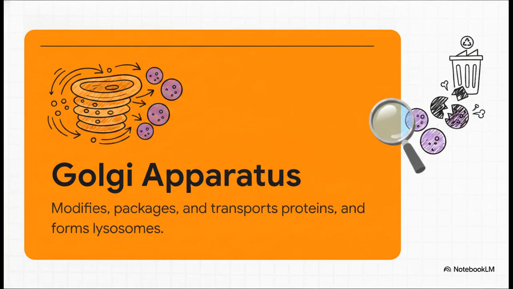Enter the Golgi apparatus, which basically acts as the shipping department of the factory. It modifies, packages, and transports proteins by producing secretory vesicles. The Golgi also forms lysosomes. Now, you can think of lysosomes as the highly efficient recycling and waste disposal units. They contain potent digestive enzymes designed to break down worn-out organelles or foreign substances. In fact, they are so intensely effective at this job that they are sometimes referred to as suicide bags.